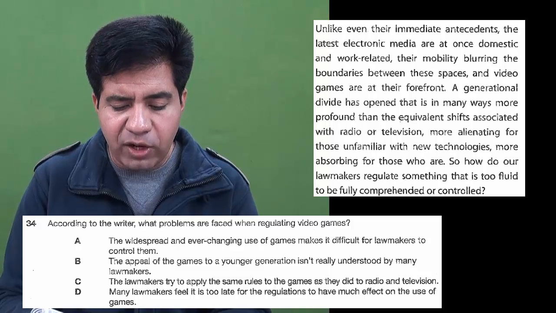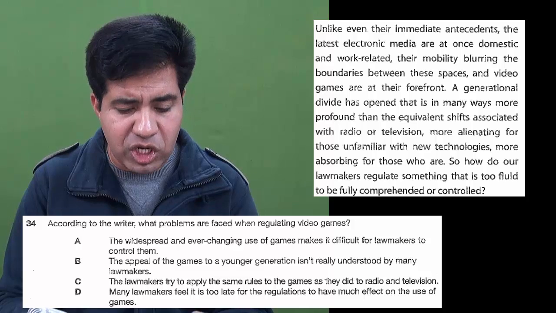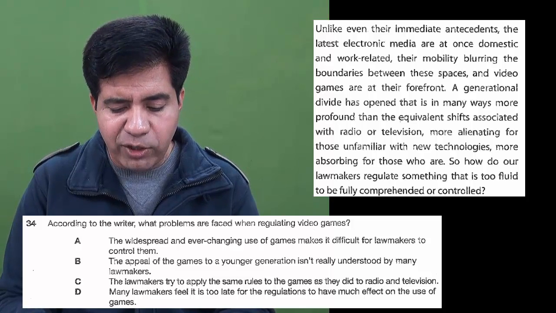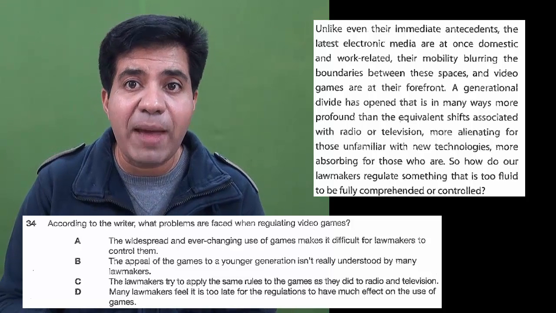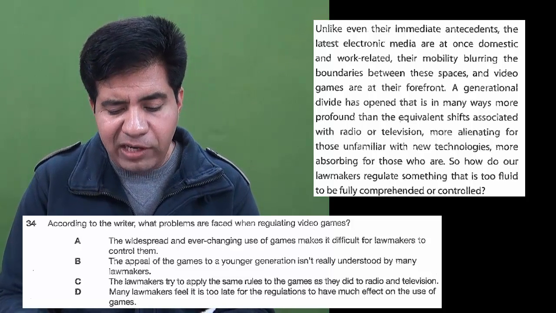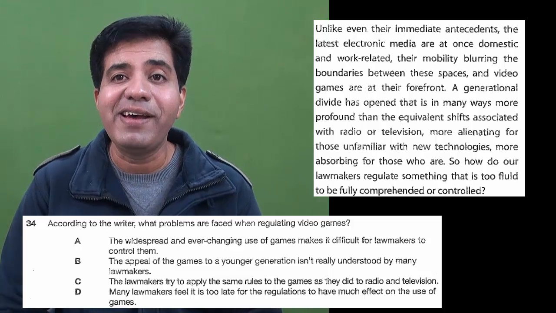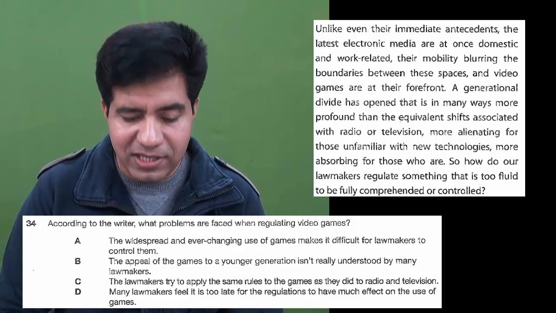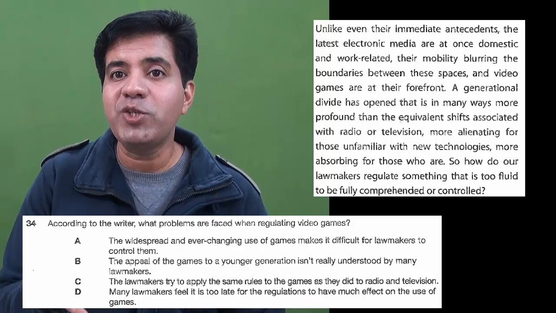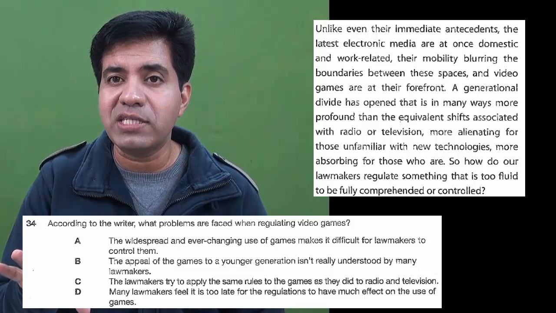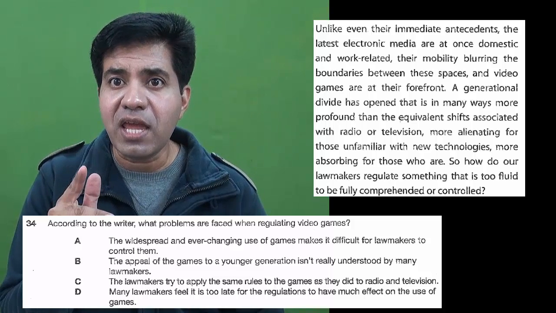Option B, the appeal of the games to a younger generation isn't really understood by many lawmakers. No. C, the lawmakers try to apply the same rules to the games as they did to radio and television. There is a trap for that, but no. D, many lawmakers feel it is too late for the regulations to have much effect. Now, this is all wrong, right? The right answer is A. Sometimes in multiple choice you can use the odd one out also. You can see option B, no. Option C, no. Option D, no.